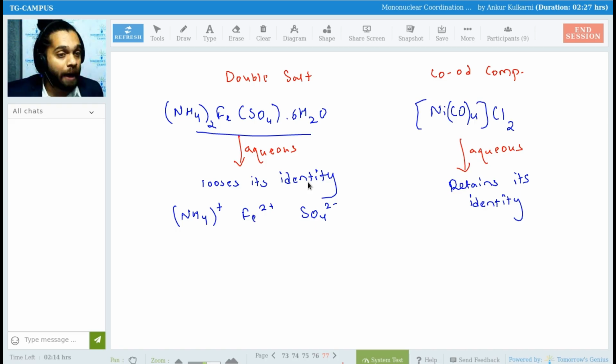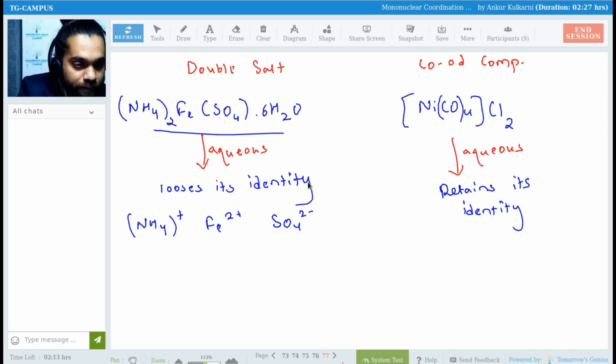Now your coordination compound, when I dissolve it in water and stir it, does not dissociate completely. It dissociates, but the square bracket, the complex, remains as it is. That means the identity is retained. The complex, like for example, this is your AB2 type of complex.